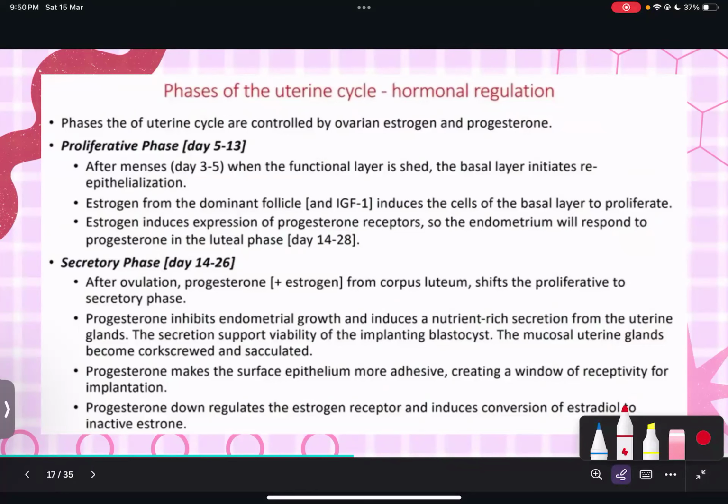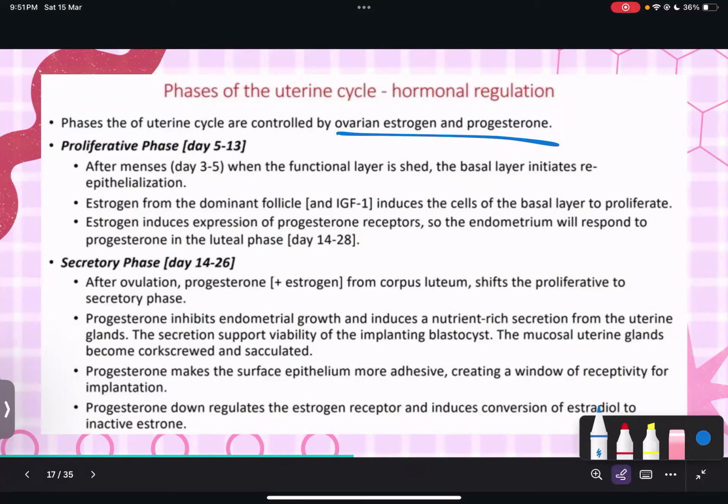Here it's again the uterine cycle, but in more detail. So, first of all, it's controlled by the ovarian estrogen and progesterone. We said they're both dependent on each other. They both start together and go together and everything. Okay. We said what were the two phases of the ovarian cycle? They were the follicular phase and the luteal phase. Okay, follicular by FSH, luteal by LH.